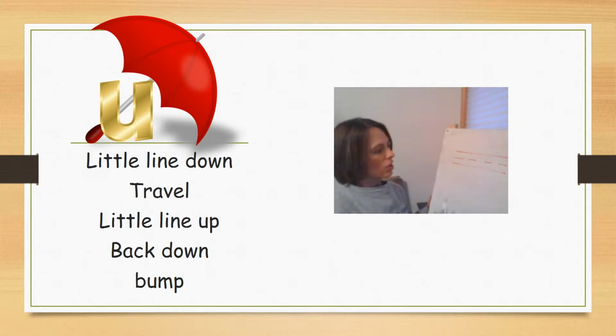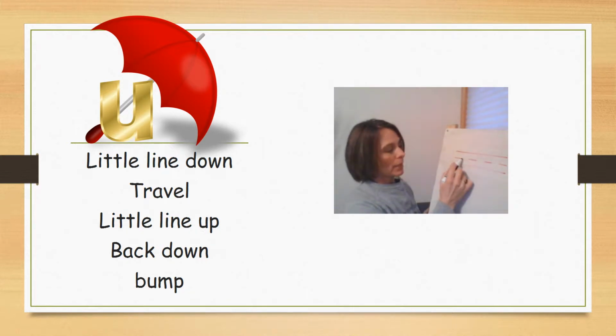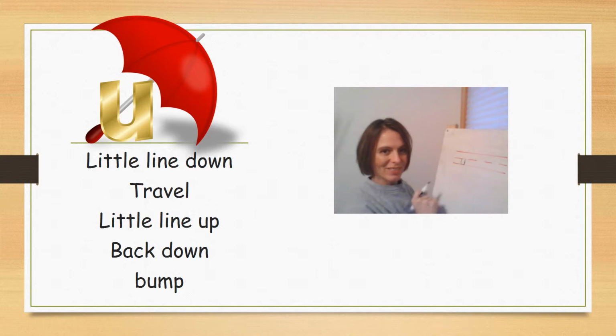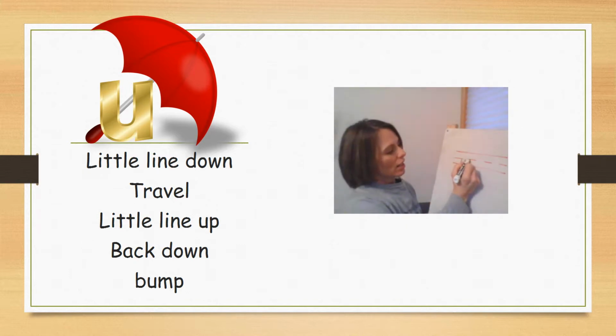With a lowercase u, we're going to start here at that midline. So you're going to do a little line down, travel, little line up, and then this time you're going to go right back down that line you just made, and you're going to bump at that bottom line. Okay, so it's a little line down, travel, little line up, back down, bump.